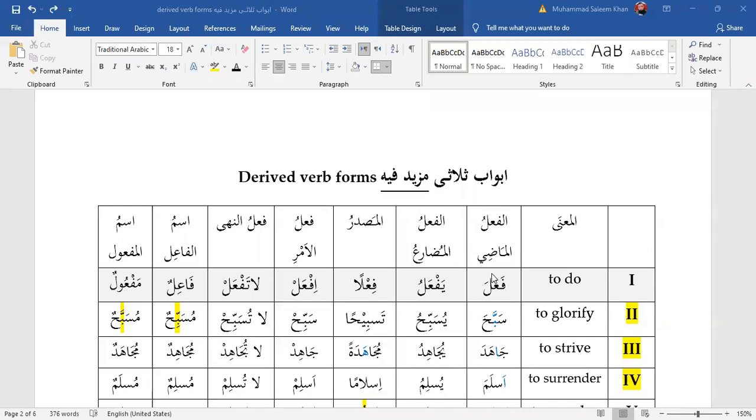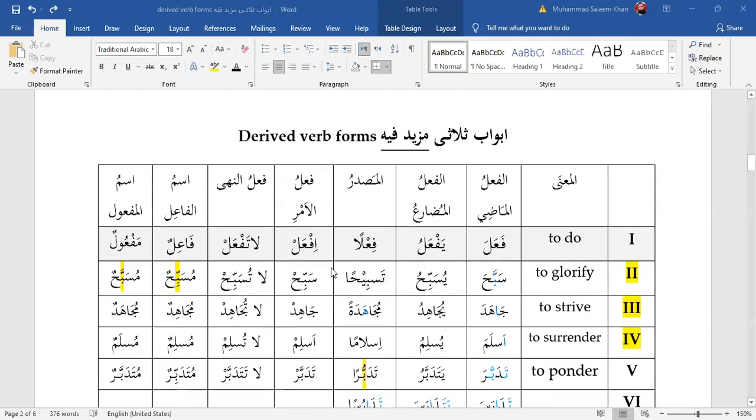Derived forms of the verb. So alhamdulillah, we have covered up to 5. The first one we know it's by default فعل يفعل فعلا. And then we have افعل فعل الأمر, لا تفعل فعل النهي, فاعلٌ and مفعولٌ. فاعلٌ is the doer and مفعولٌ is the receiver of the action.